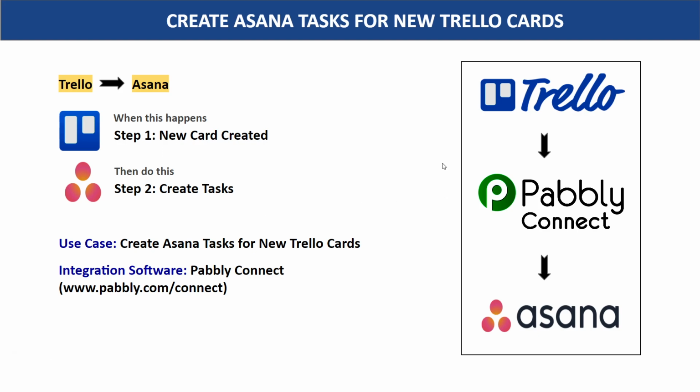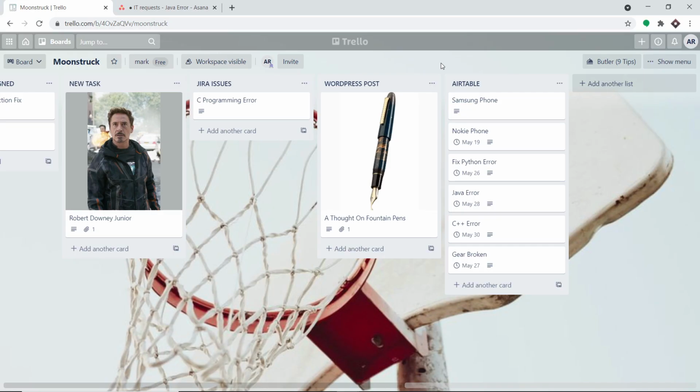In this video, we will be using Pabbly Connect to integrate Trello and Asana. The best part of using Pabbly Connect is that there is no need for coding skills or programming knowledge. It can be done easily. Let me show you with an example.